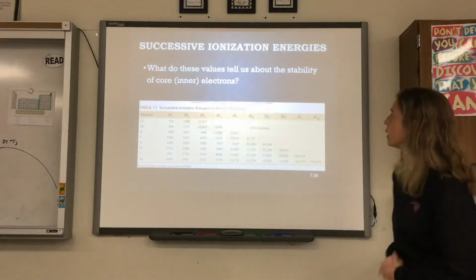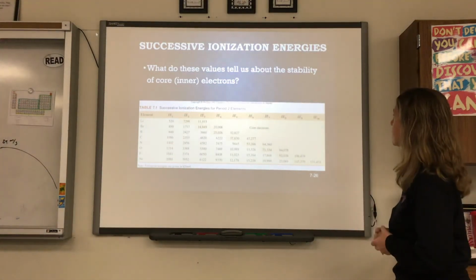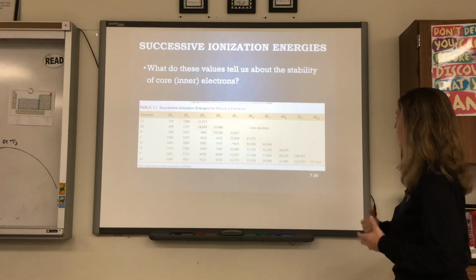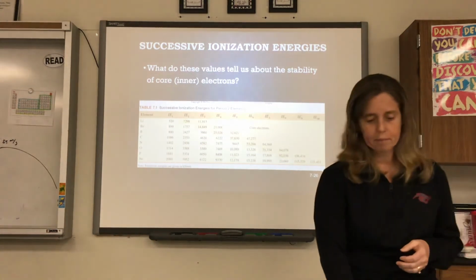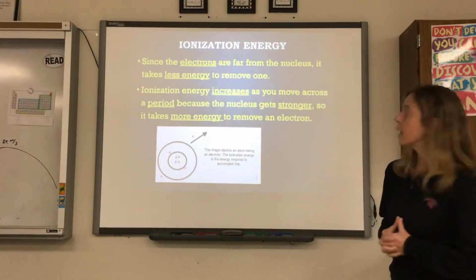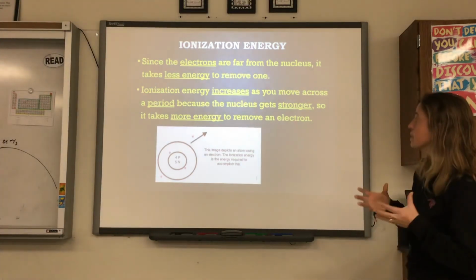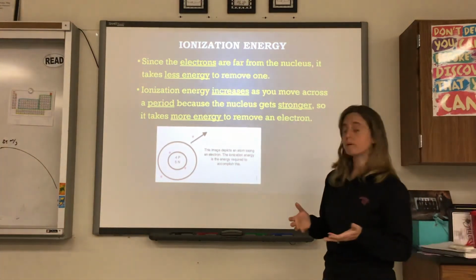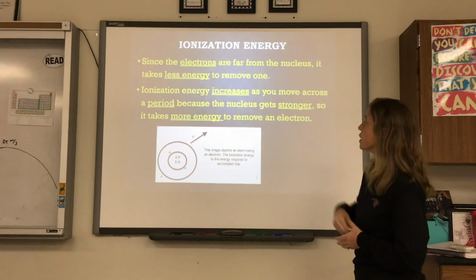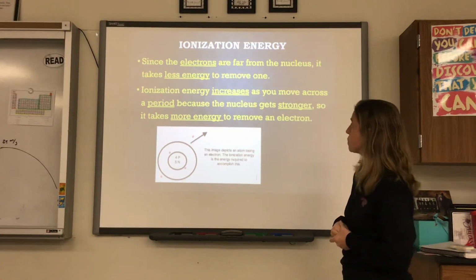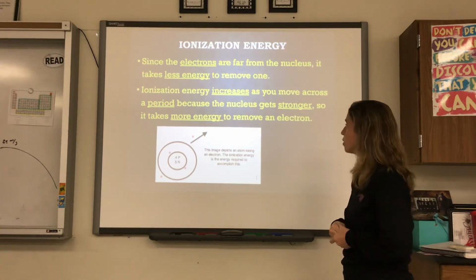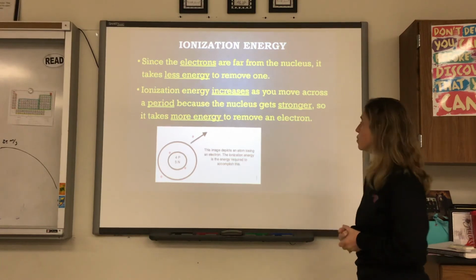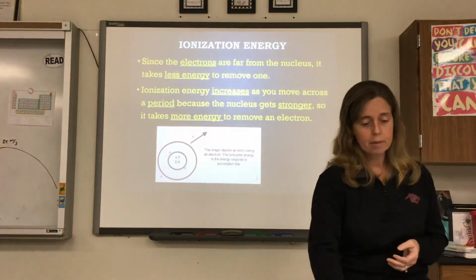Okay, now, what do these valence electrons tell us about the stability of core or inner electrons? Since the electrons are far from the nucleus, it takes less energy to remove one. Okay? Ionization energy increases as you move across a period because the nucleus gets stronger, so it takes more energy to remove an electron. Okay?